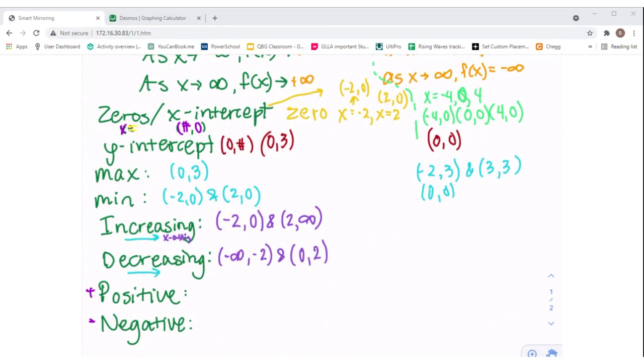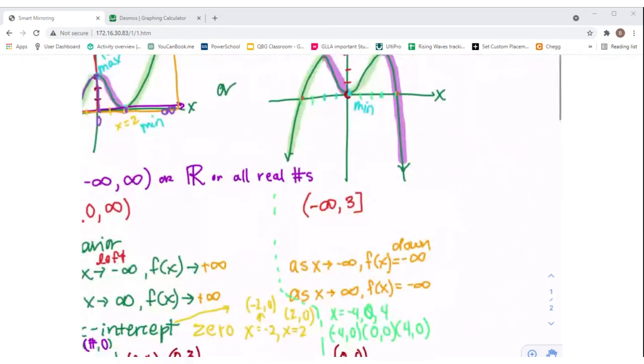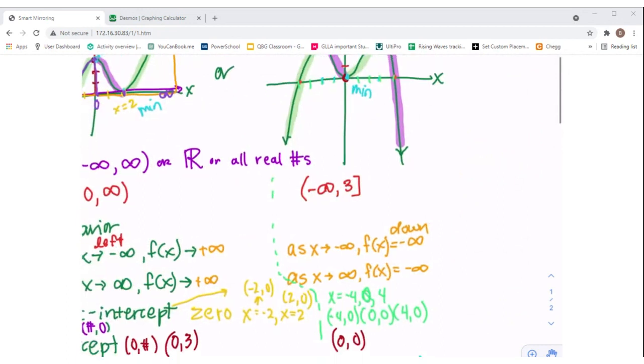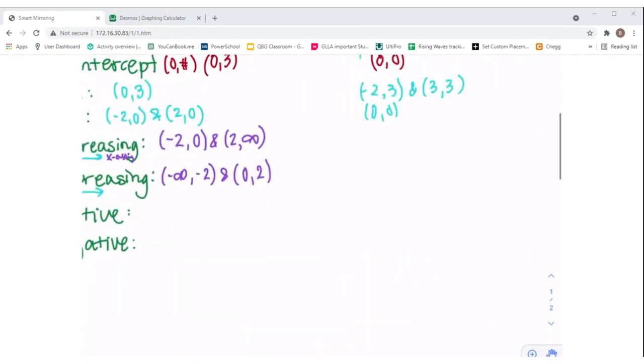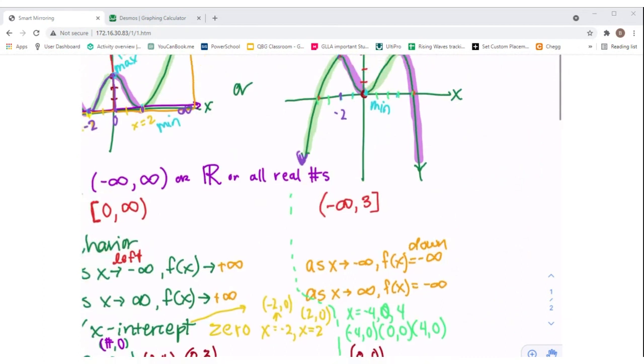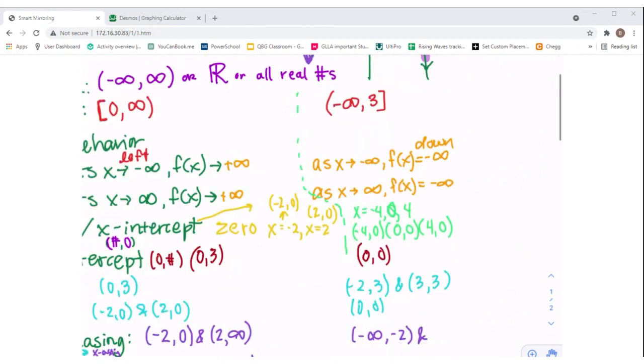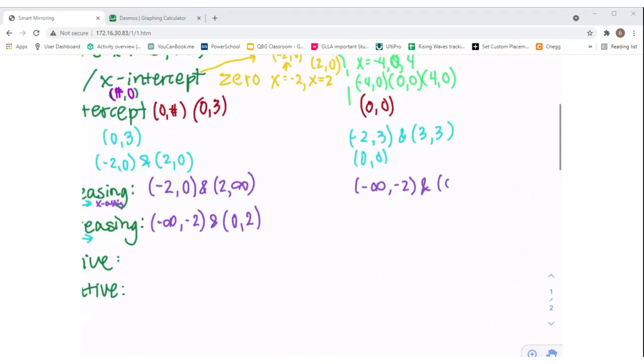Let's do the other one. This one, we had increasing is the green. So that's going from -infinity up to that number, which is -2. So it's going to be from -infinity to -2. And then again from 0 to 3. And then decreasing is the rest of it.